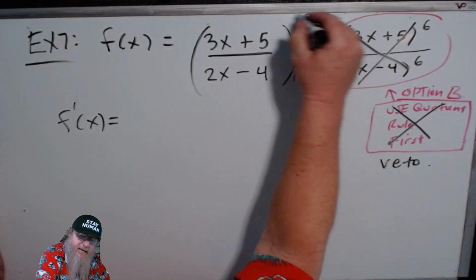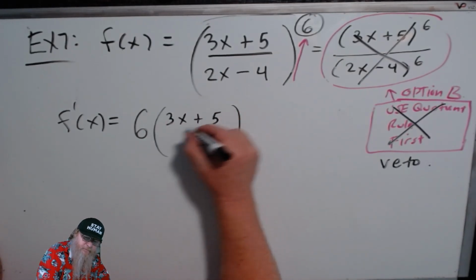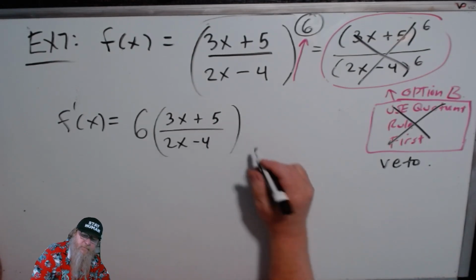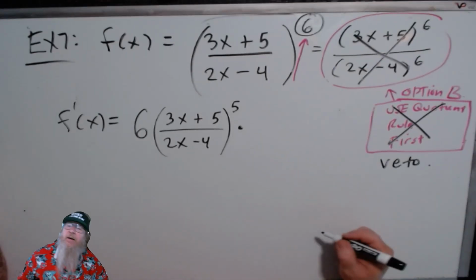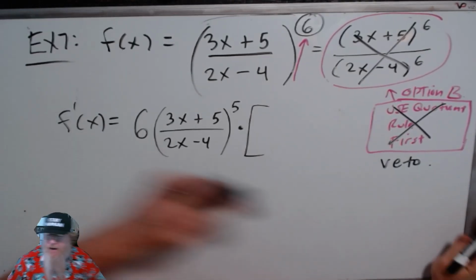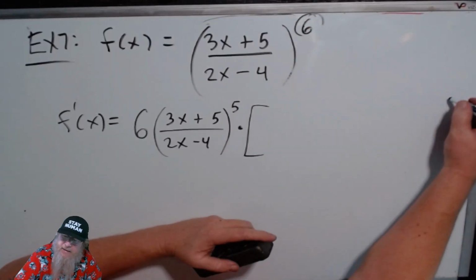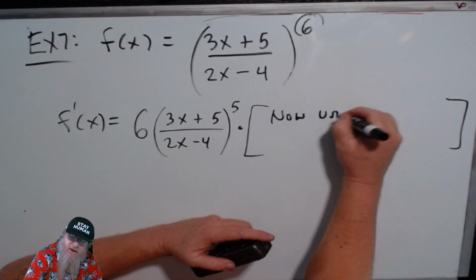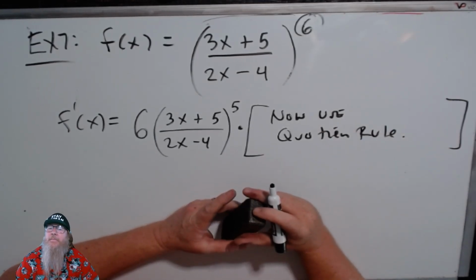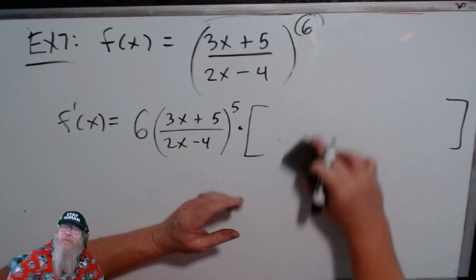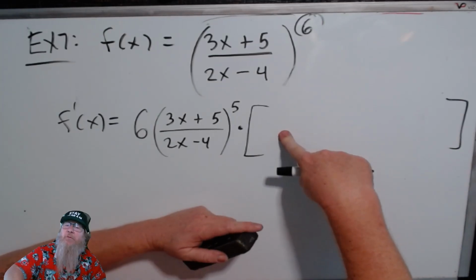So we're going to take the 6 and pull it out to the front. Subtract 1 from the power, so that's going to become 5. And then multiply by the derivative of the inside. Now use the quotient rule. It turns out the two answers would have come out the same, but I'm going to do it this way to get it done. So quotient rule, quick refresher.